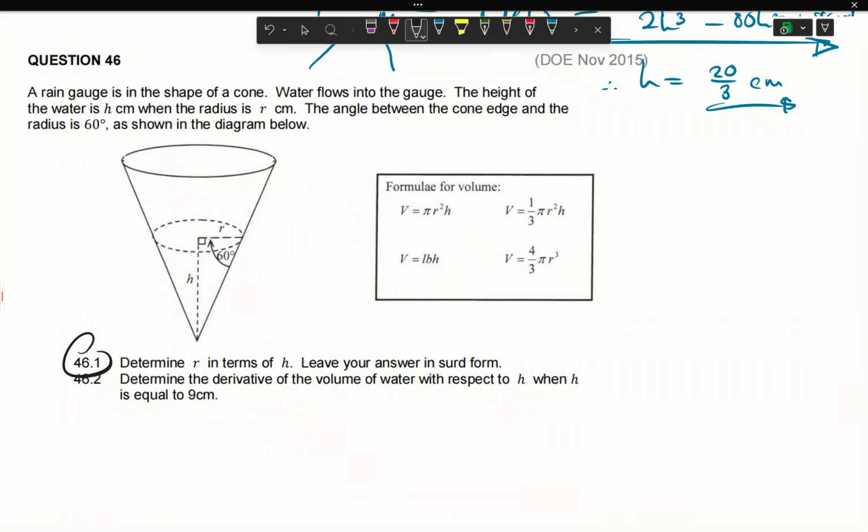So now, guys, we have to determine r in terms of h. We are not given the volume here. So what are we going to do? If we take a look here, this is a right-angled triangle. What you have inside the cone is a right-angled triangle. You can see it's forming a 90 degree angle there. So remember, whenever you have a 90 degree angle, you think of SOHCAHTOA.